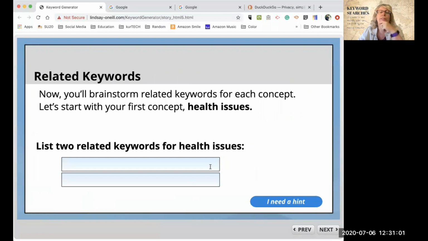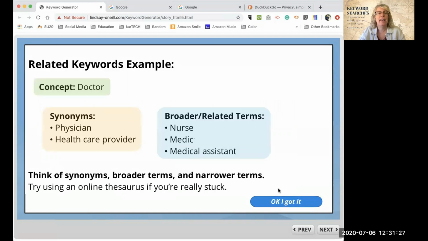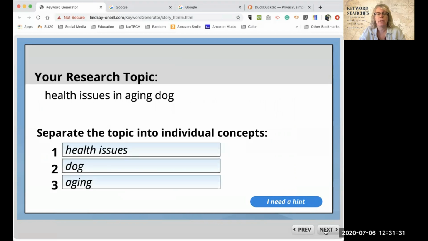So now it's going to ask you for related keywords for each of those concepts. Health issues is pretty broad, but I know that in retrievers, they have something called von Willebrand's disease. So I'm going to put that down. I'm going to get specific. And I also know that sometimes the big breeds get hip dysplasia. So those are my two specific concepts. If you need a hint, it gives you a nice little tip here. All the way throughout this, it gives you some nice tips.